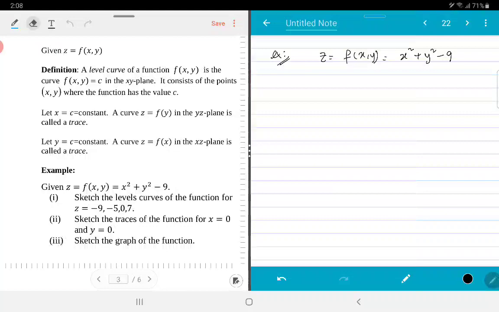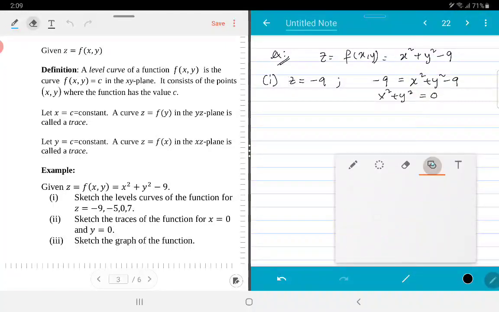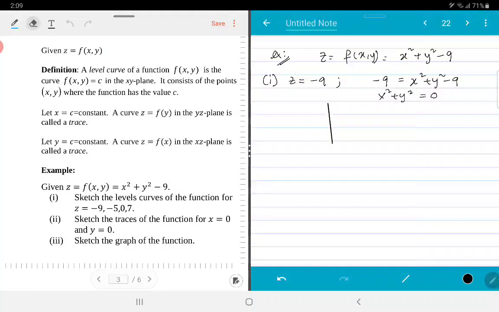Okay, the first part, we're going to sketch the level curves, starting with z equals -9. When z is equal to -9, our function would be -9 equals x squared plus y squared minus 9. So rewriting the equation, we get x squared plus y squared is equal to 0. And now you can see that that is an equation of a circle of radius 0, centered at 0, 0.